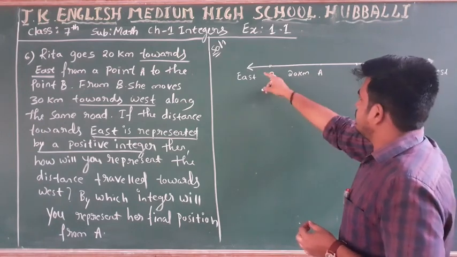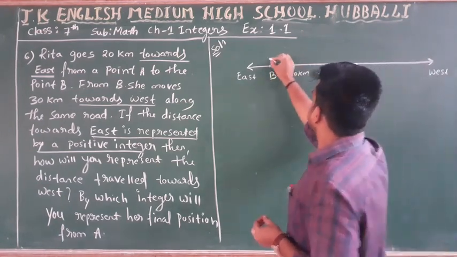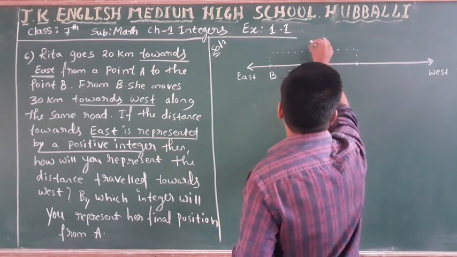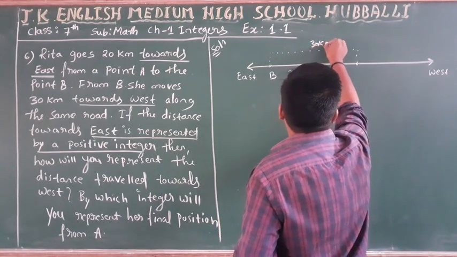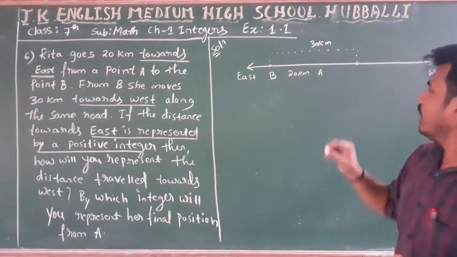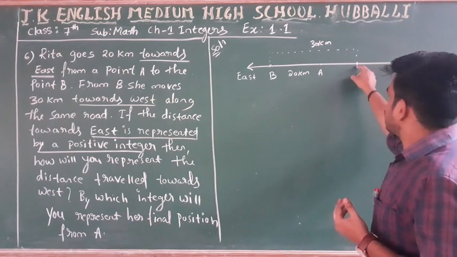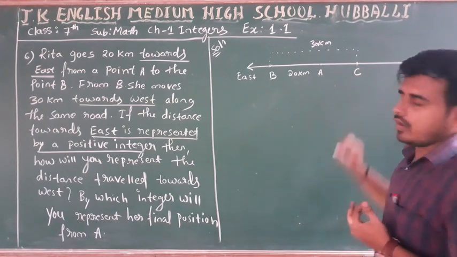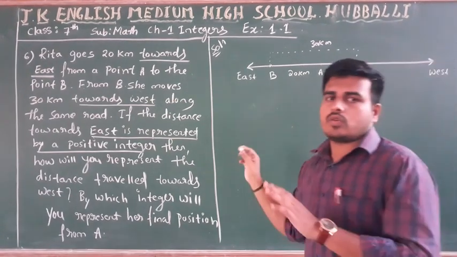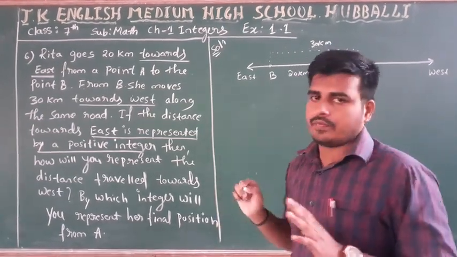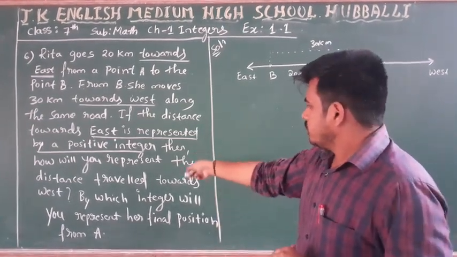Now she covers how much? 30 km. From here to here is 30 km, and it is not given. We will take this final position as C for our convenience. For the solving purpose, we will give one name for it. That is C.